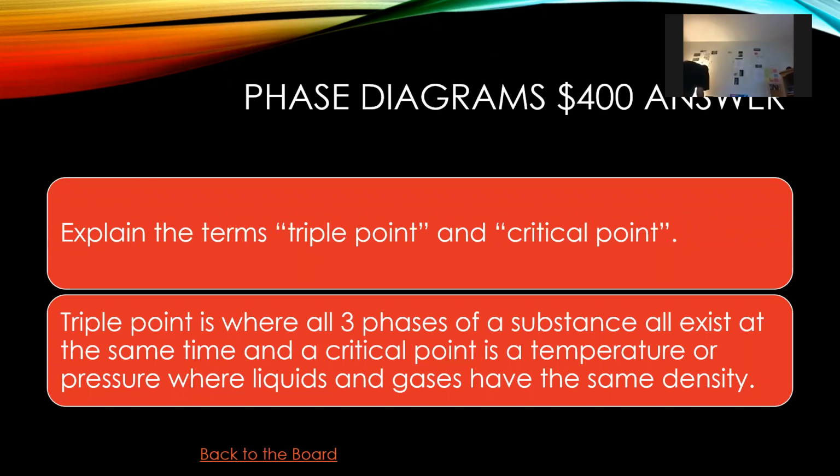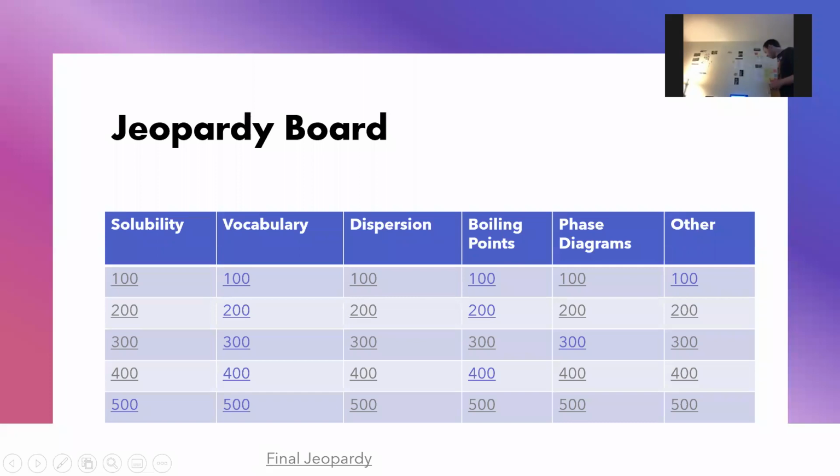You're up to 500 now. Brookdale, you're up to 2,500. Tetra, you're up to 900. And we are back to the board. Iodine, you have control. Phase diagrams for 3.